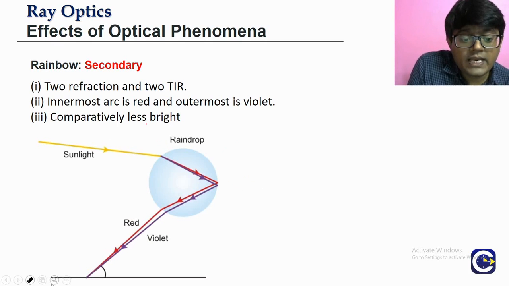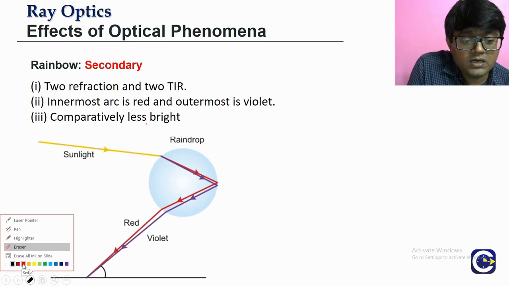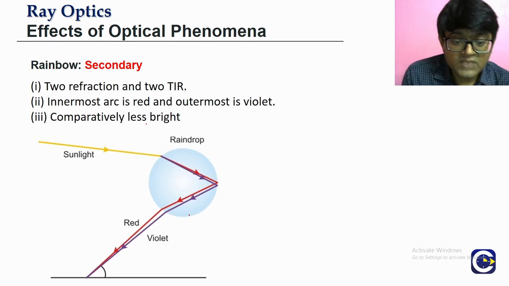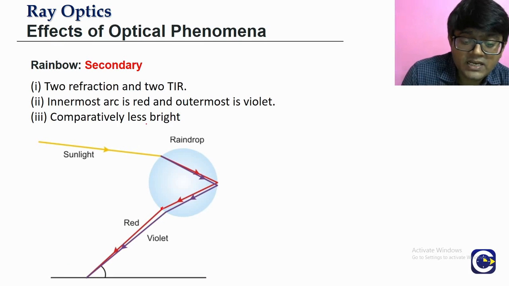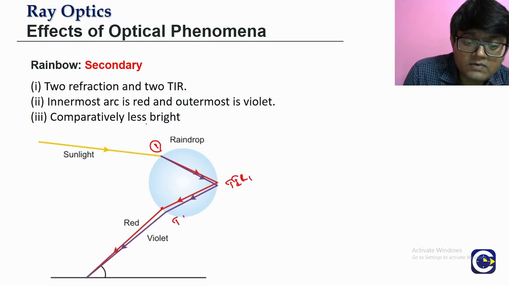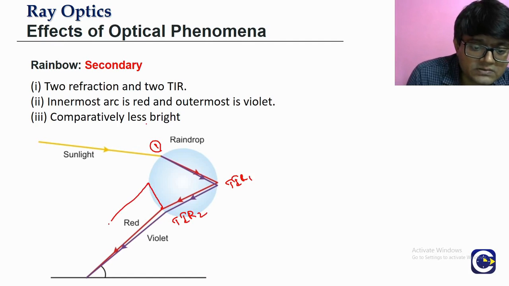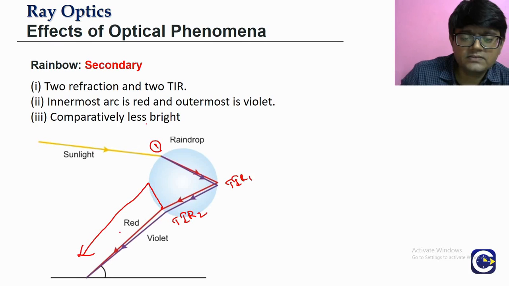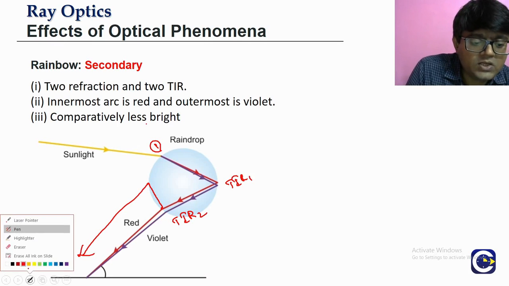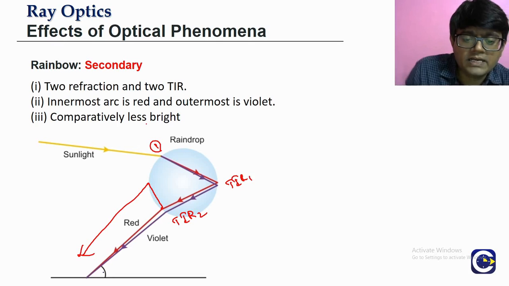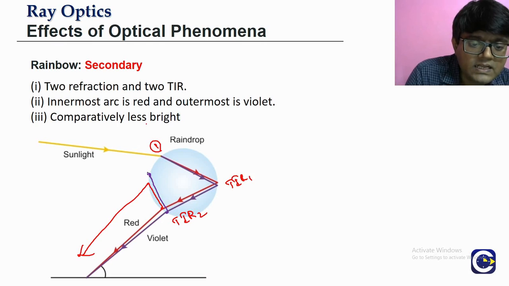Now we look at the secondary rainbow formation. From here onwards, instead of undergoing the refraction here, if it undergoes a total internal reflection, this is TIR1, this is refraction 1. Here we will say TIR2. So the red will go like this. Now it will undergo refraction. This is the red. Same, the violet also will undergo the second total internal reflection. So from here it will go like this, and it will come through a path.